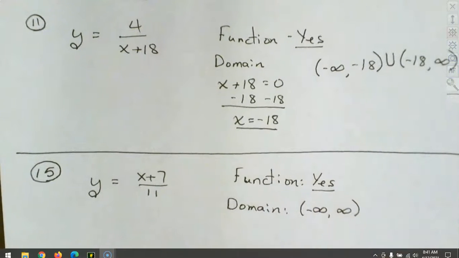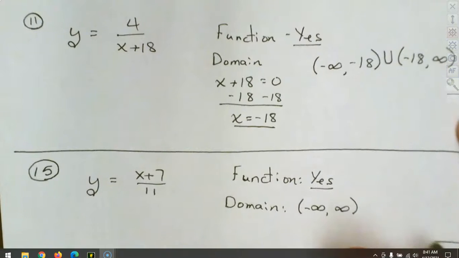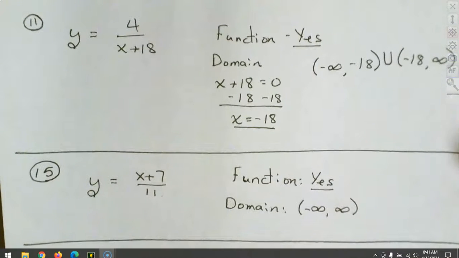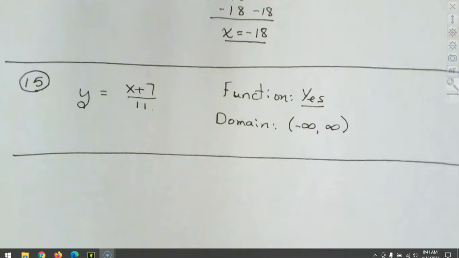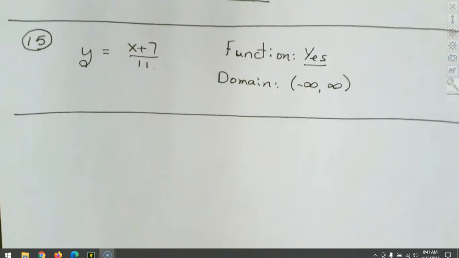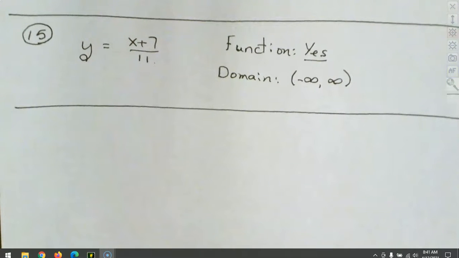Negative infinity to positive infinity, right? Because there's no x down below. If there's an x in that denominator, you have to figure out what number makes it go undefined. But in this case, there's no variable x below, so we don't have to worry about that. So do we see now the difference between 11 and 15? Okay, 11 had an x plus 18 below, so we had to see what number didn't work and take it out. On 15, there's no x below, so nothing to worry about with division by 0.